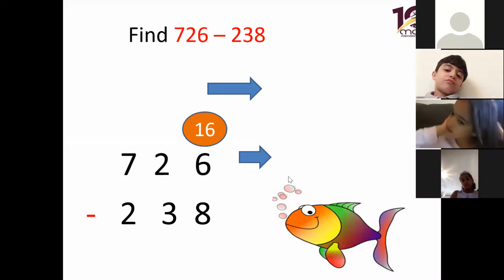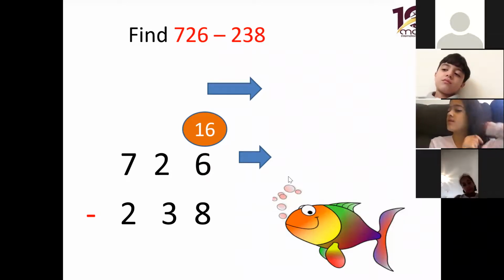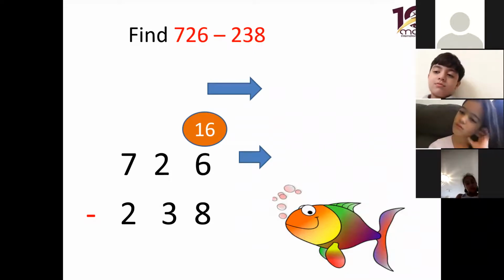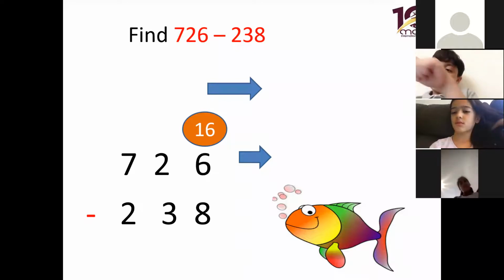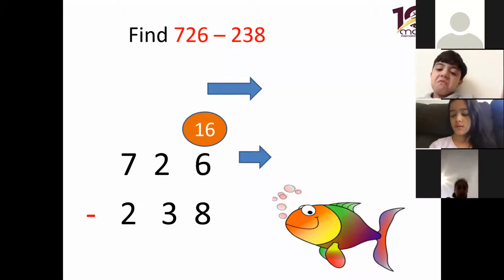So the best way to subtract is to count from 8 to 16. You throw the 8 away and count up to 16. Who can do that for me? 16 minus 8. Tanin, can you do it? Yes. Yalla ya Tanin. Throw 8 away.